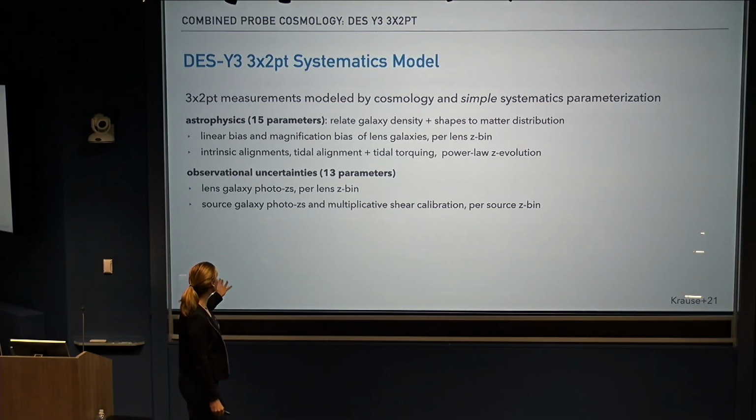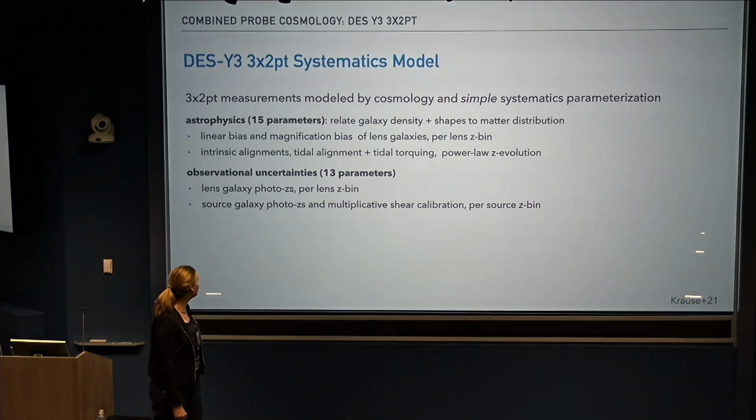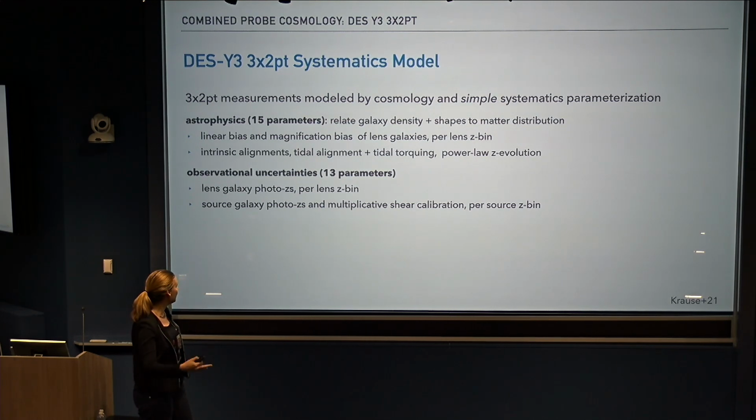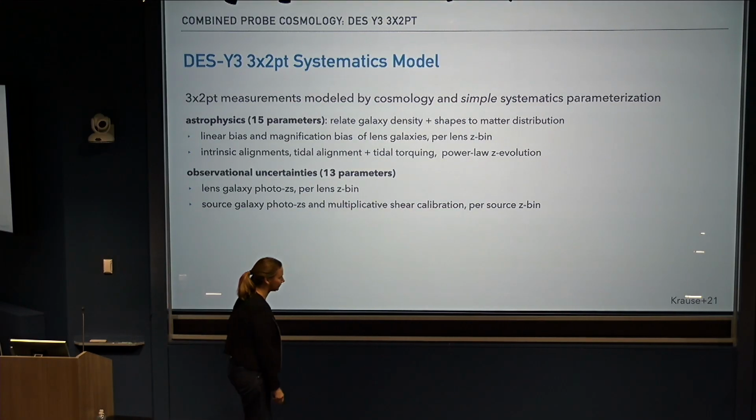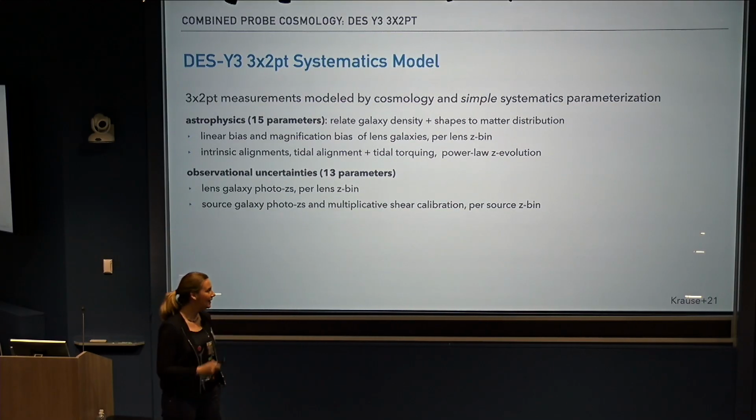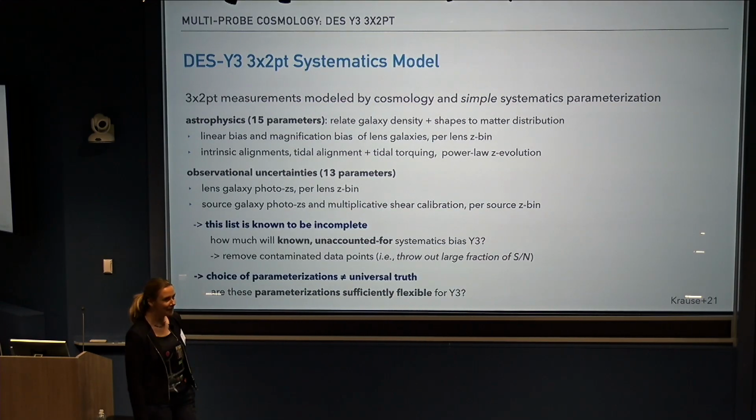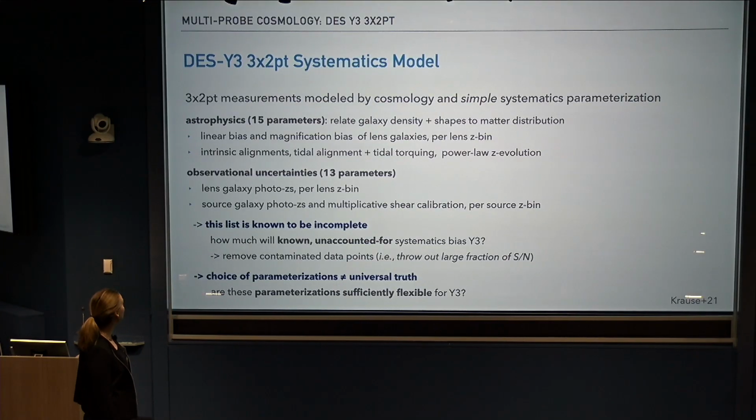And additionally, we have 13 parameters characterizing observational uncertainties, that is the redshift uncertainties for both of our galaxy samples, and then multiplicative shear calibration. Now, that's a pretty short list. And before we trust our constraints, we have to really stress test this model.